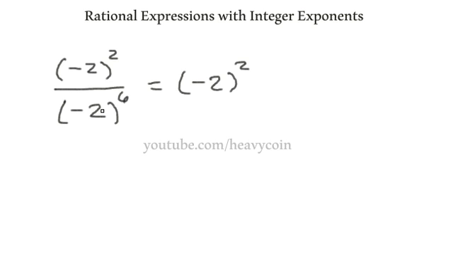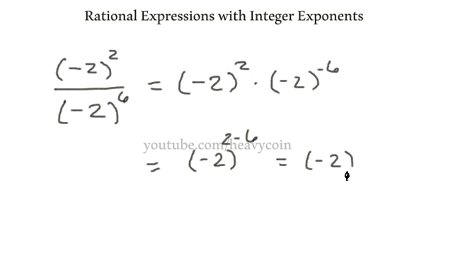And so we're going to take the denominator and bring it up. Because it's a positive 6, we take it into the numerator. And this becomes negative 2 to the negative 6. And then of course we can add our exponents. And this becomes negative 2 to the negative 4.